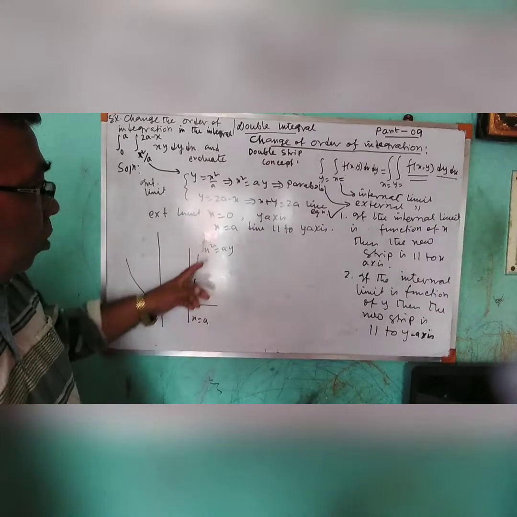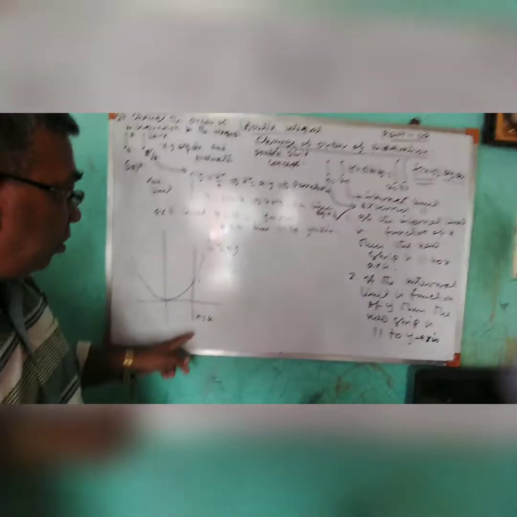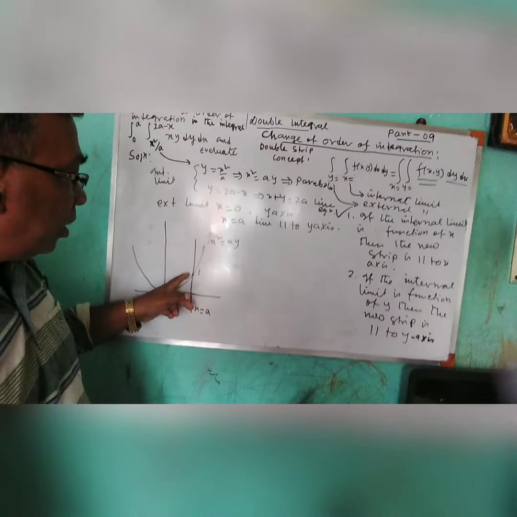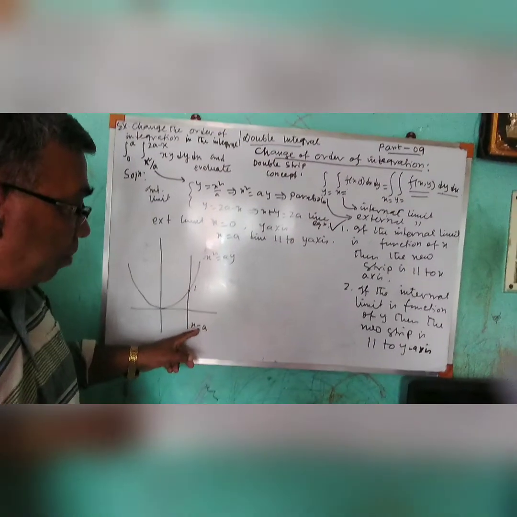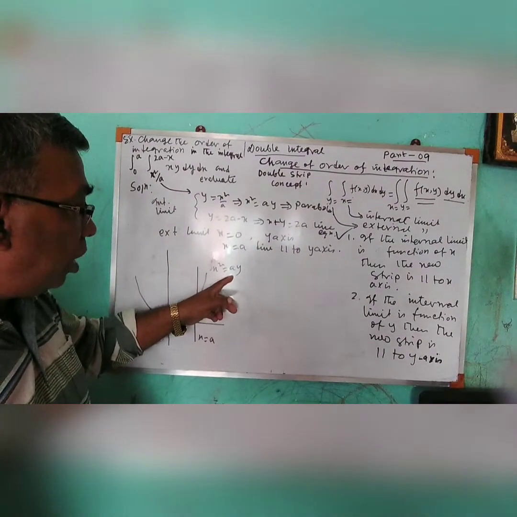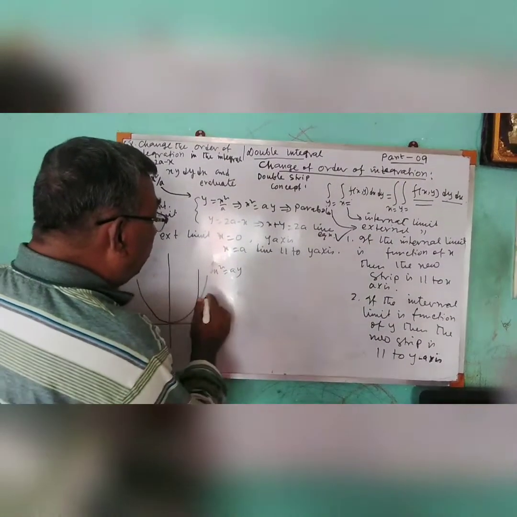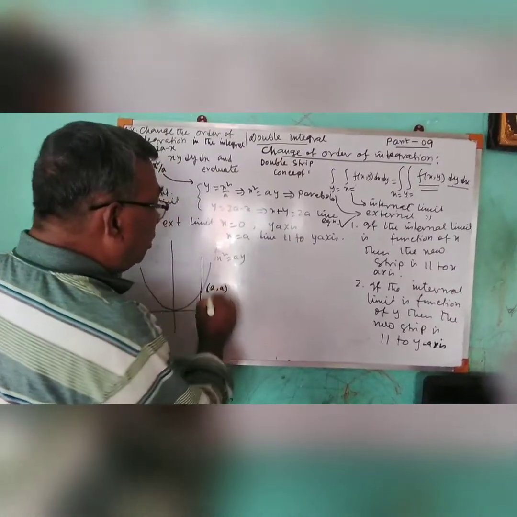So now, this is the parabola equation, and this is the line equation. This parabola and this line meet at this point. How to get this point? By solving these two equations. If we put x equal to a, then y becomes a squared by a, that is a. So this point is (a, a).